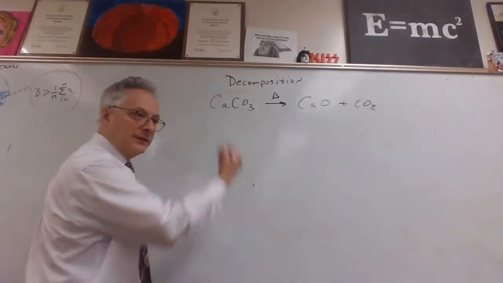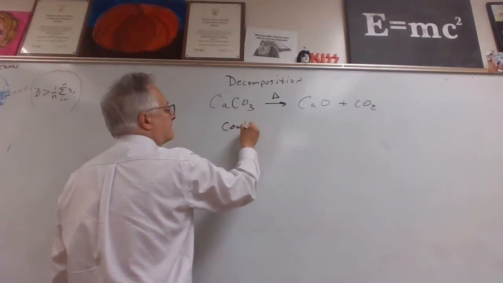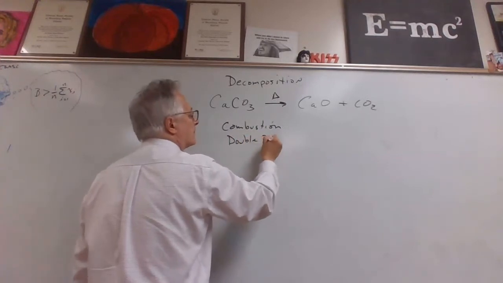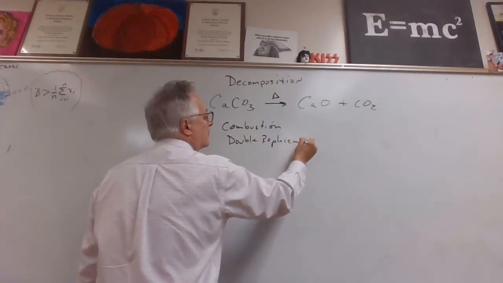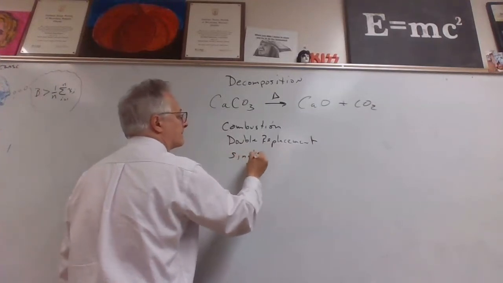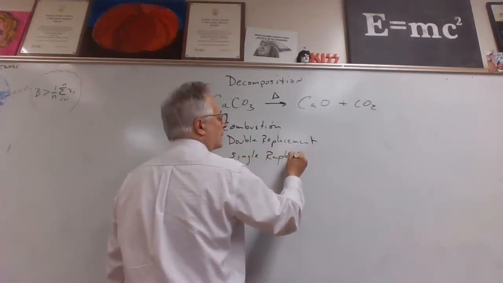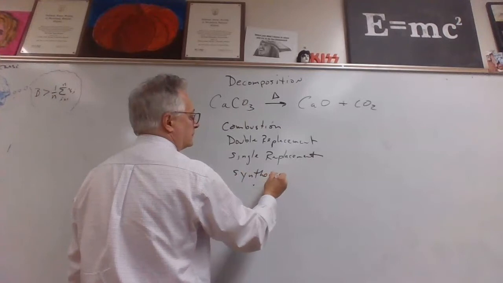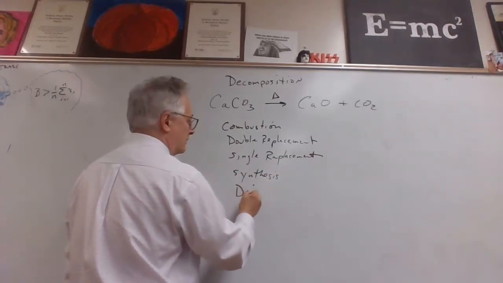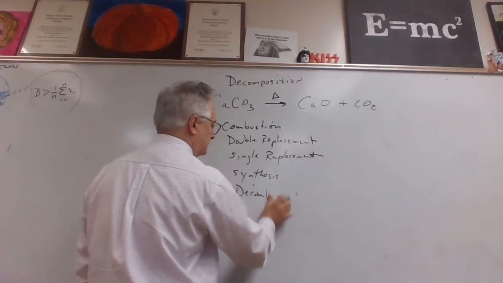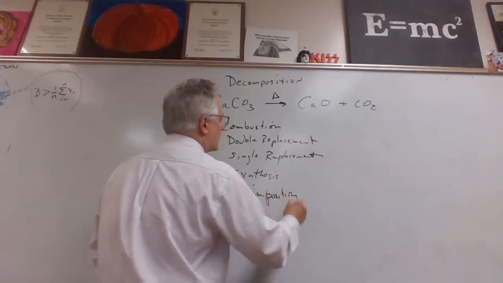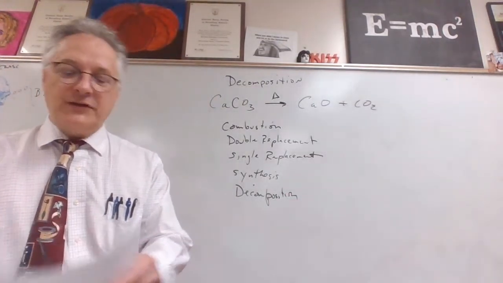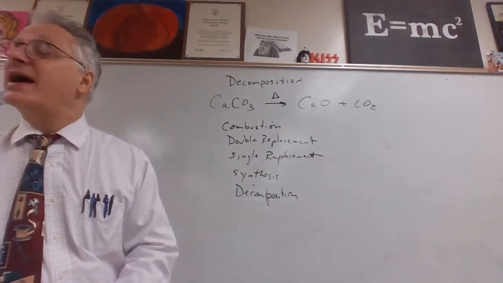So we've got the following types. Combustion, double replacement, single replacement, synthesis, and decomposition. So we'll take a look at these on the back of our sheet if you still have it, and if you don't, I'll write them up on the board. We'll see if we can identify these reaction types.